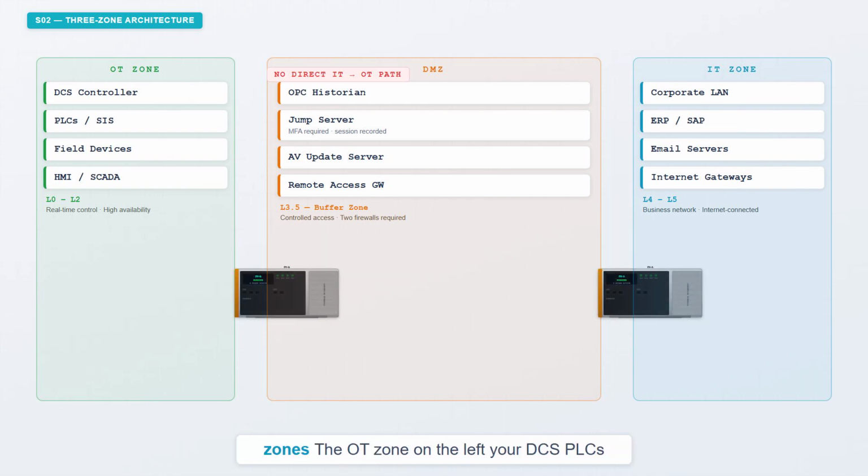A DMZ changes the architecture completely. Now you have three zones. The OT zone on the left, your DCS, PLCs, SAS. The IT zone on the right, corporate systems, internet access. And between them, a third zone, the DMZ, a demilitarized zone. The DMZ is a buffer. Nothing in IT can reach anything in OT directly. Data only moves through the DMZ, never through it from end to end.